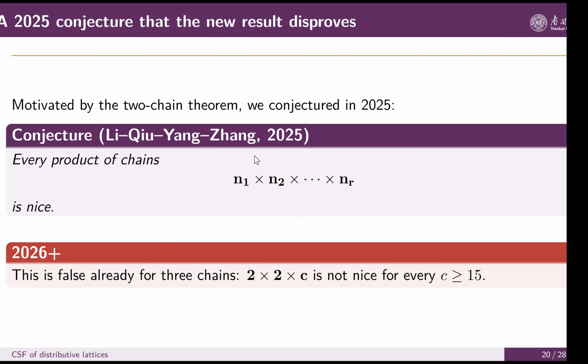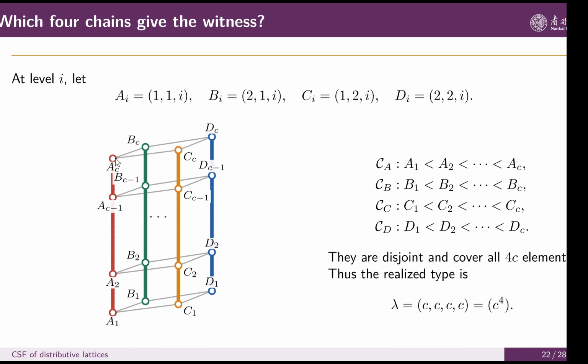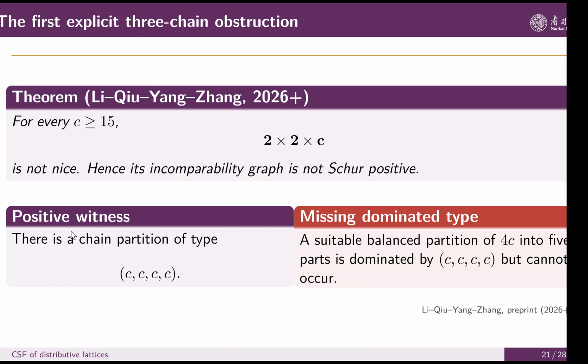Our counterexample, we can state it as a theorem, because all the later theorems are based on the same idea. Taking c equals 15, this 2 times 2 times c looks like a prism, right? You have a 2 times 2 times a very long c. And it obviously has a chain partition. You can see the two colored chains are the four c's. So we have a c-c chain partition.